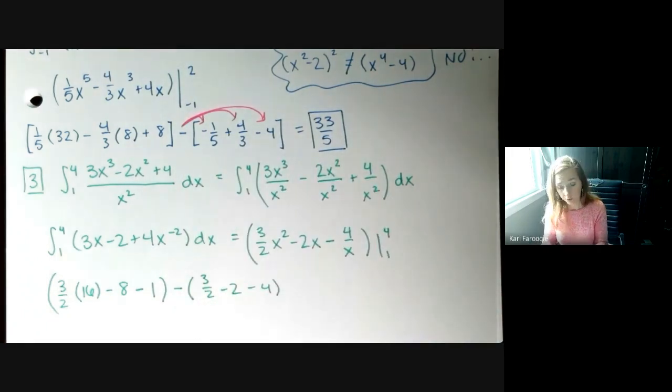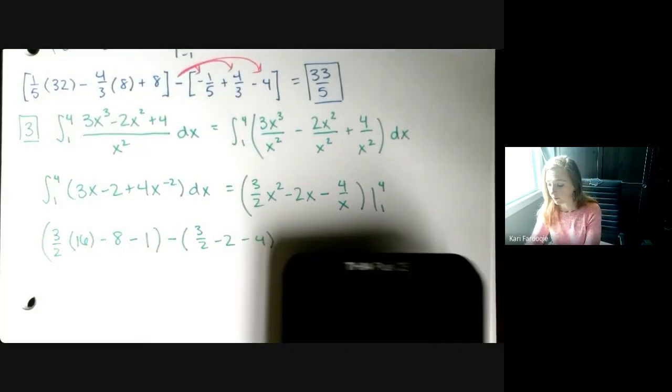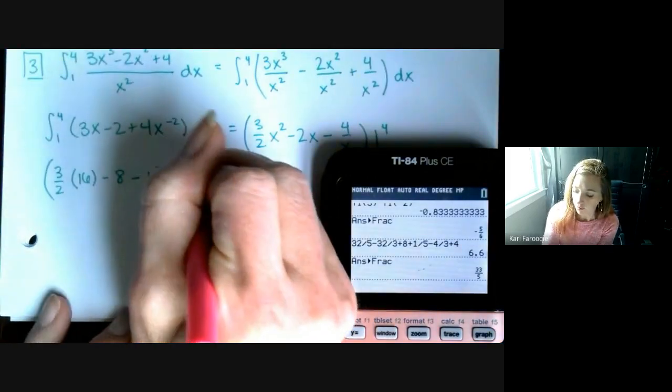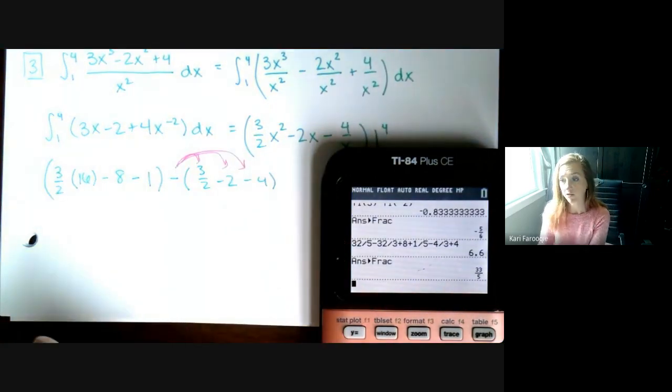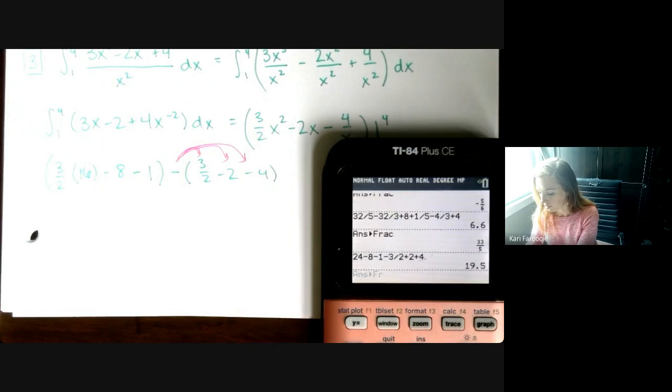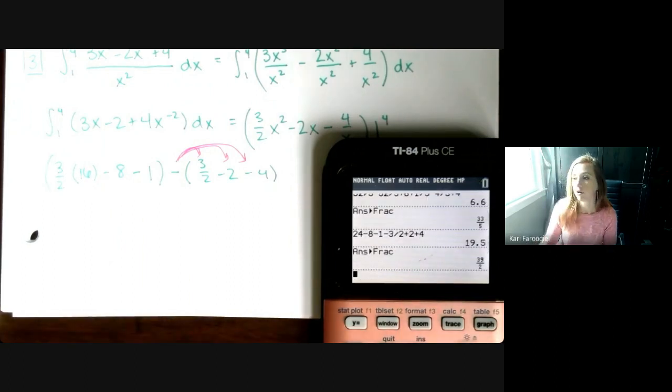And this is another spot where I'm going to stop and just put this into my calculator. And again, when I put this into my calculator, I'm going to automatically distribute this minus sign into the parentheses. So I have, you do what you want here. I'm just going to take 48 divided by 2, which is 24, or you could just take 3 times 8. Either way, it's 24 minus 8 minus 1 minus 3 halves plus 2 plus 4, and I come up with 19.5, which is exact, also known as 39 halves.